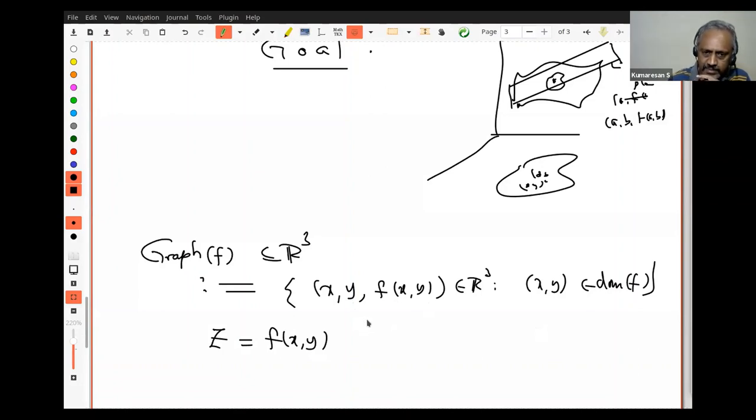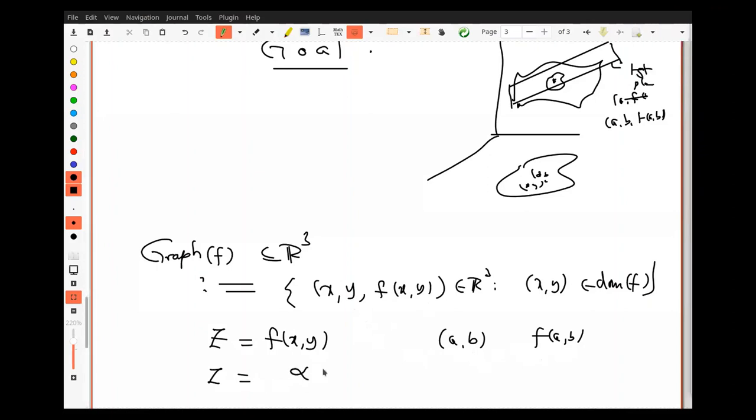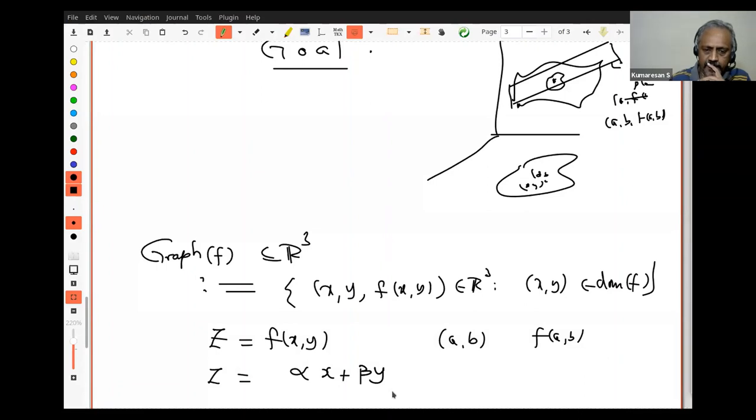Okay. So, at the point (a, b), I have f(a, b). What I want is a plane passing through (a, b, f(a, b)). Therefore, I am looking for an equation of the form z = αx + βy. You understand? Any plane is given by Ax + By + Cz = D. Make it 0 to start with if you want, or make it D.